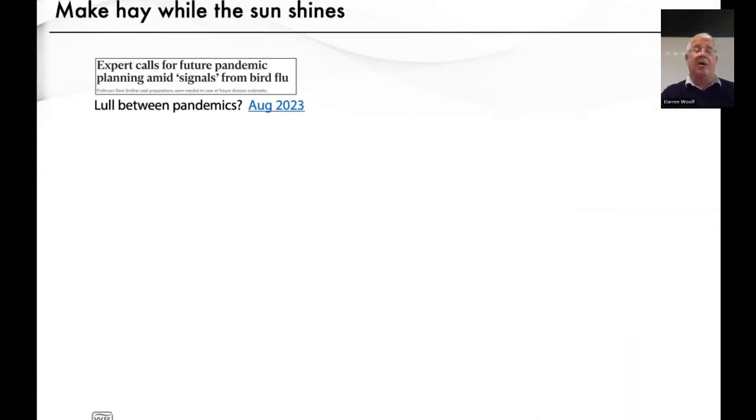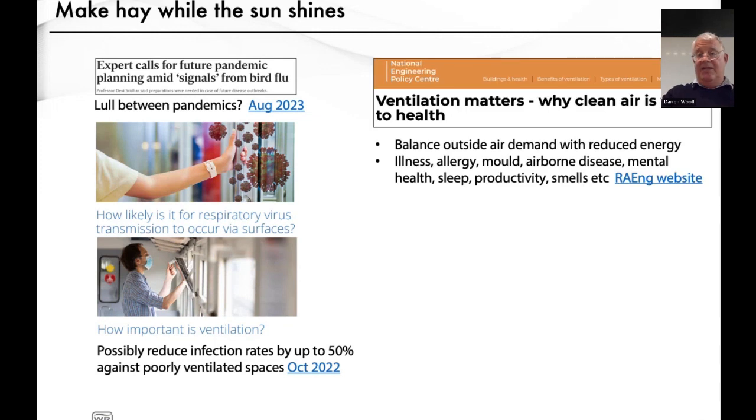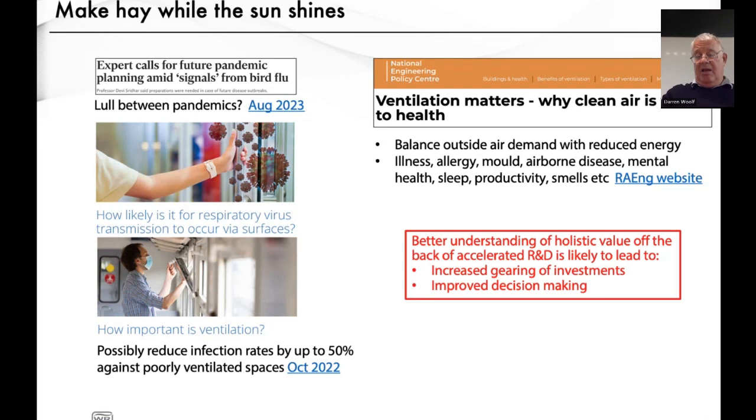So we need to make hay while the sun shines. We're in a lull between pandemics, many of us would think. We learned a lot through the recent pandemic, perhaps that we could reduce by up to 50% against poorly ventilated spaces through ventilation. And we know ventilation matters in many, many different areas. It's just something that really should be at the top of the tree in our thinking.